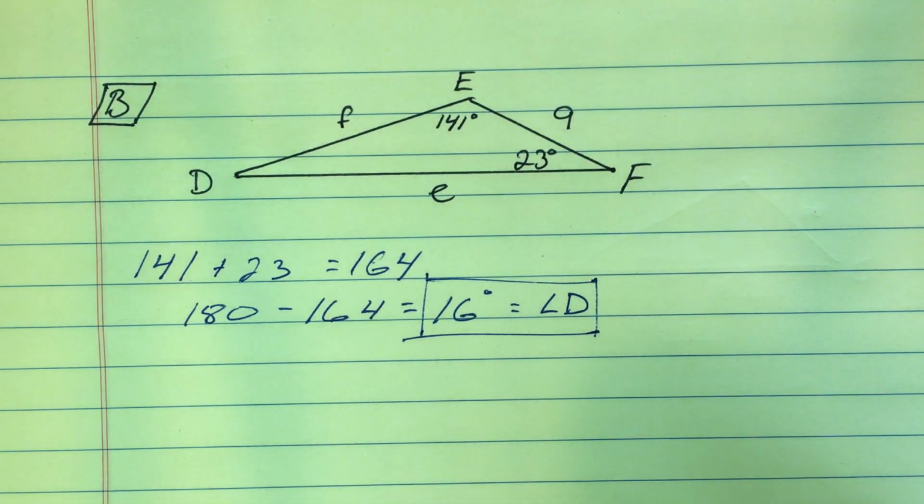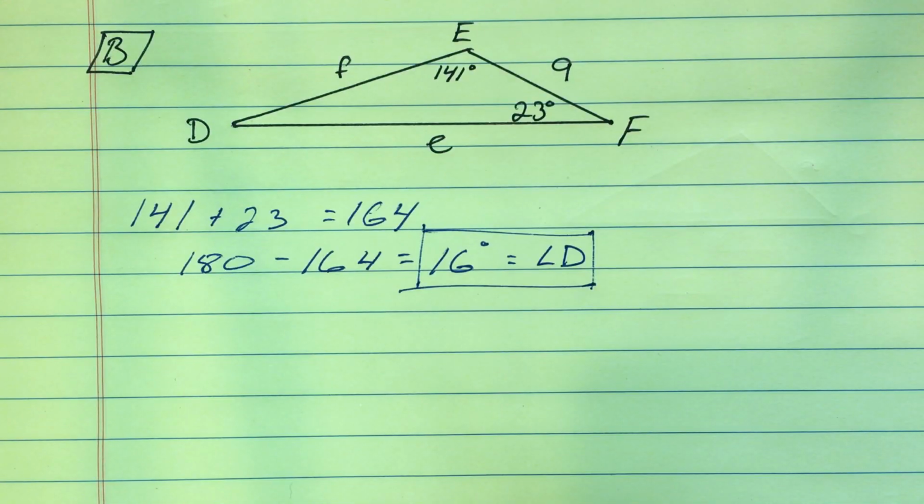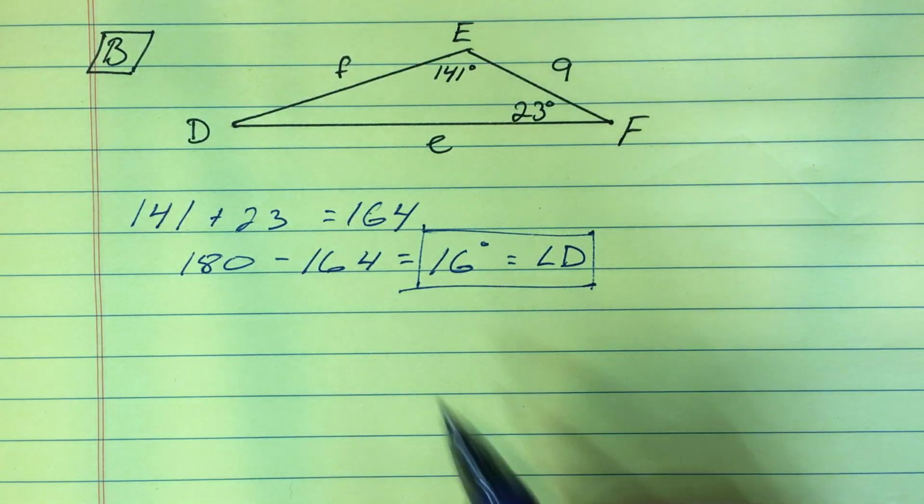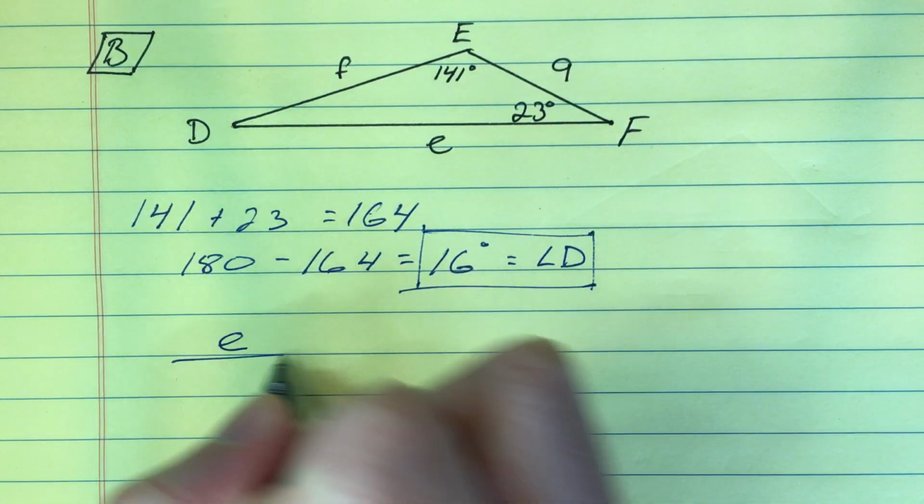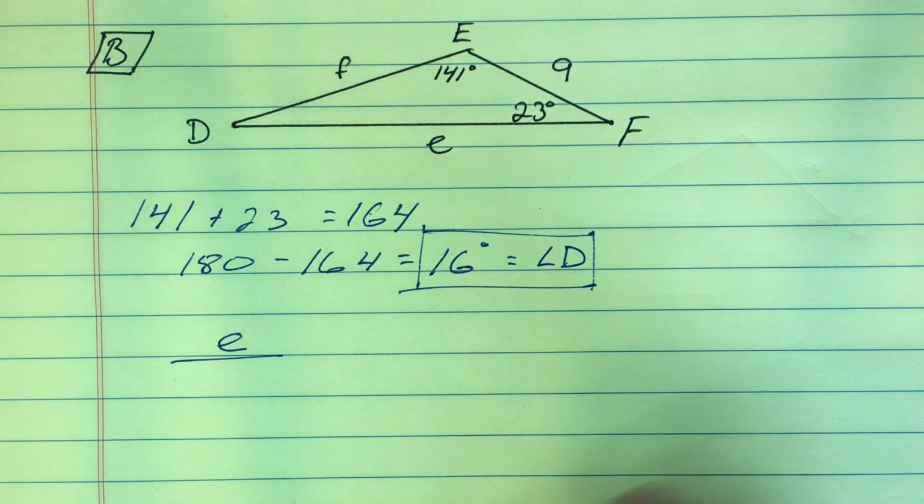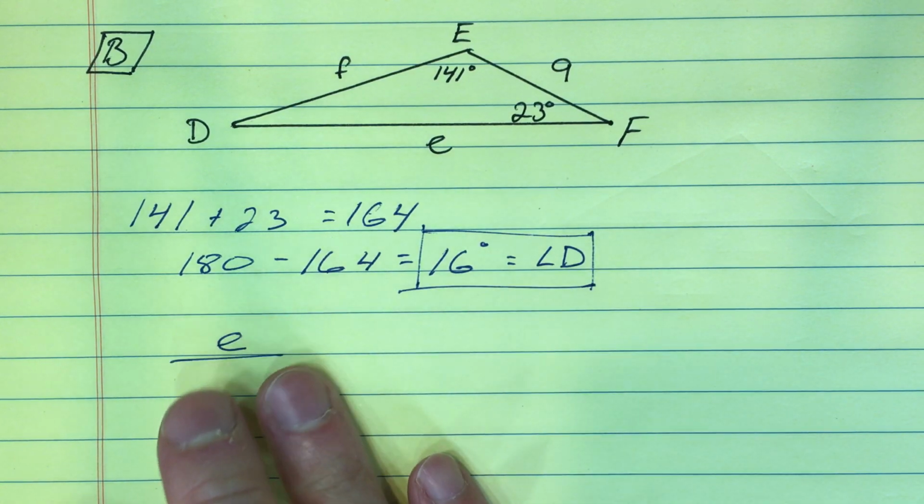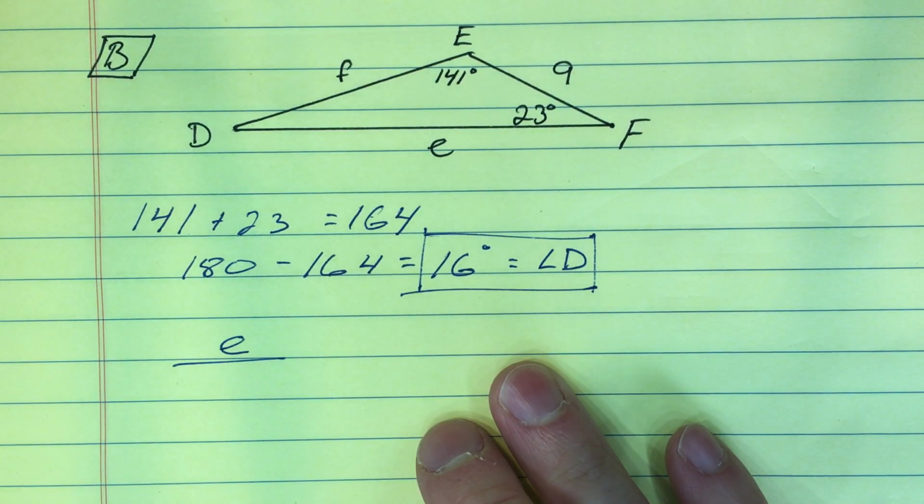Okay, so now we need to find the two side lengths. Let's use law of sines. And let's start with E. Shouldn't make too much of a difference which side you choose to begin with. Especially since we're not getting into any ambiguous cases.